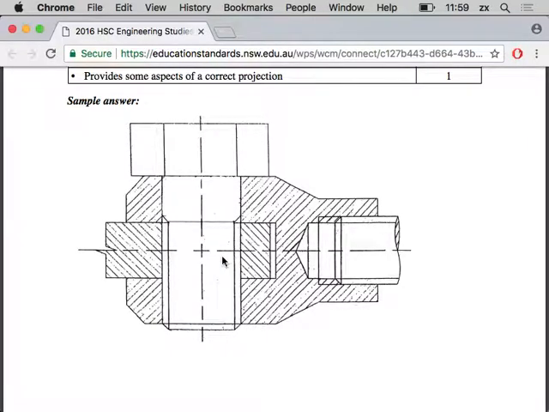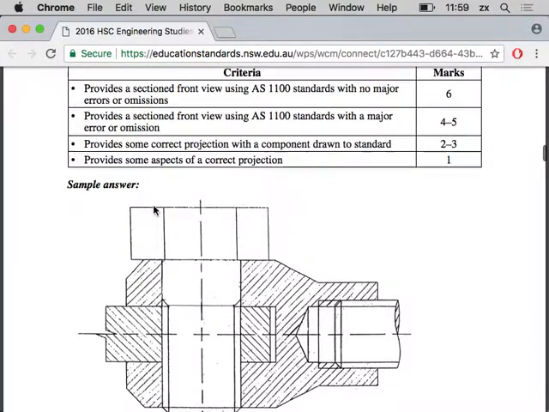So 1 mark, 2 marks, 3 marks, 4 marks, 5 marks, and what did I have as my 6th? Thread depth. Yeah, the thread depth on both. Okay. Line thickness was the 6th mark. So yes, thank you, he was right.